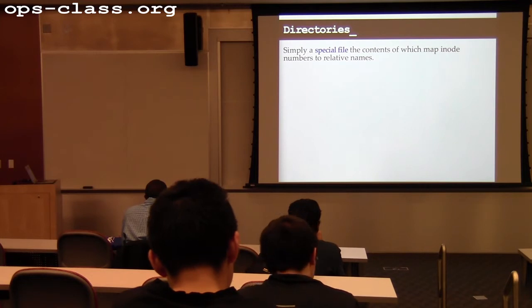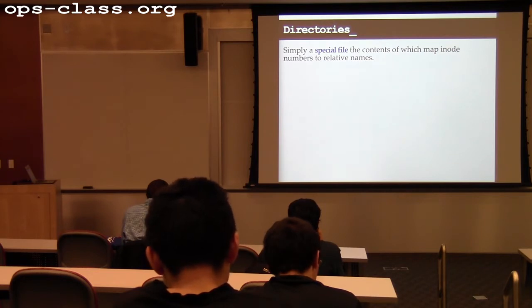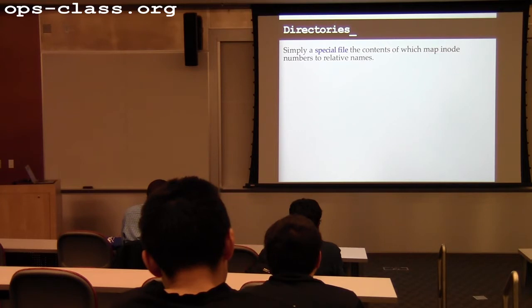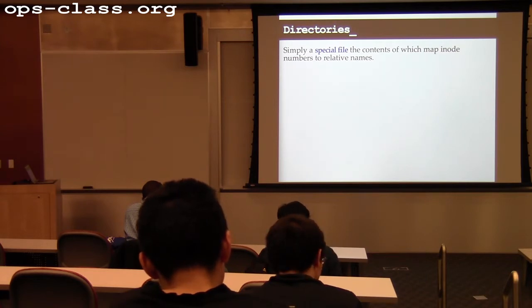So before we go too much farther, we talked a little bit about directories, and I've hinted several times that directories are just files, and that's actually the case. So every directory has its own inode number. It's a file. The contents of that directory are file system specific, and essentially what directories hold is a data structure that maps inode numbers to relative names. So this is now kind of important.